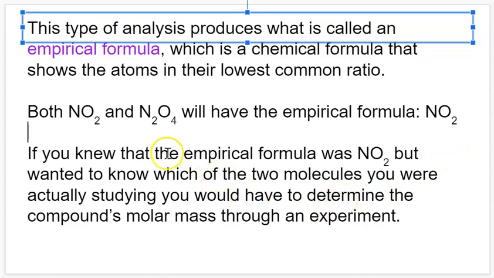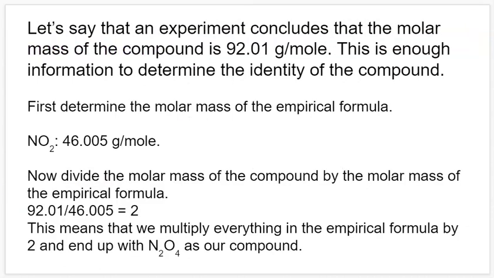If we wanted to figure out which one of these two molecules it actually is, we'd also have to consider the molar mass of the compound. So say we did another experiment, it doesn't really matter what it was, but say we were able to calculate that the molar mass of the compound was 92.01 grams per mole. This is actually going to give us enough information to identify the unknown, whether it's NO2 or N2O4.